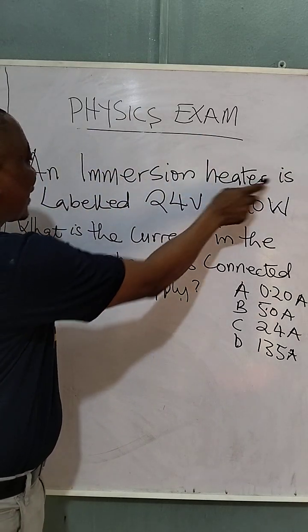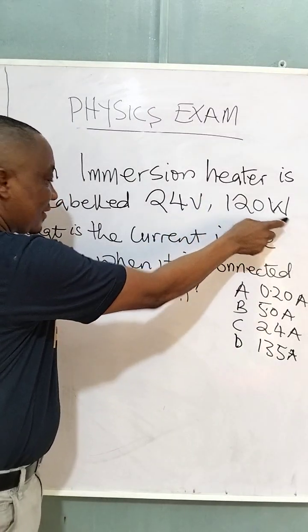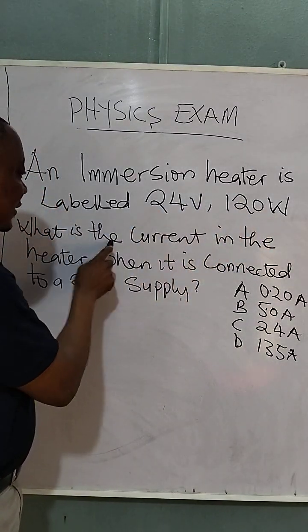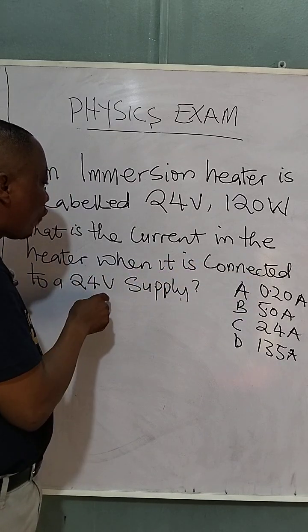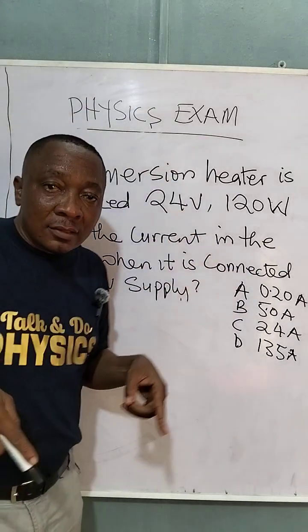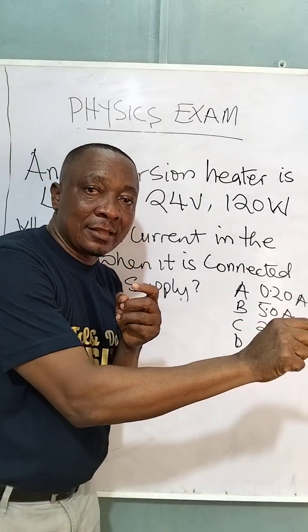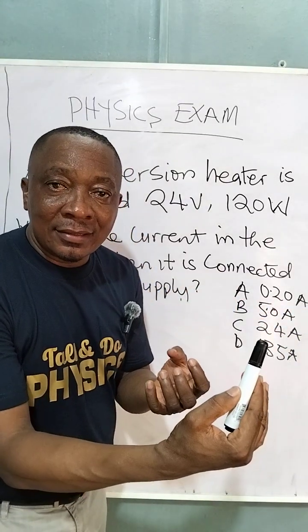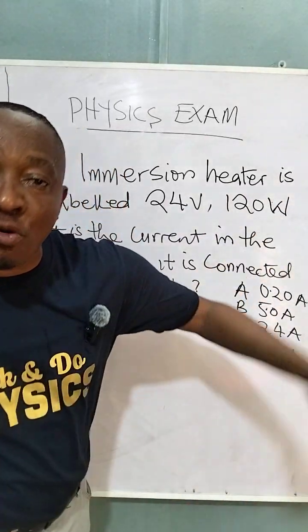An immersion heater is rated 24 volts, 120 watts. That is the power. What is the current in the heater when it is connected to a 24 volt supply? The voltage supply is 24. You plug in the heater, then the power being generated from the 24 volts is 120 watts. What is the current that is flowing?